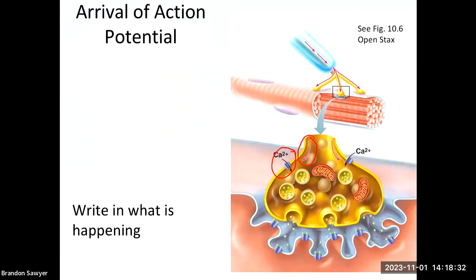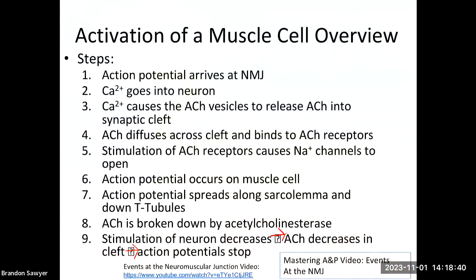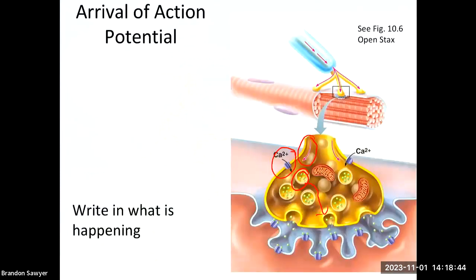Okay, and so then it's the calcium that stimulates these vesicles to move to the surface and dump their contents out, right? So what was step 3? Step 3 was calcium causes acetylcholine to release this acetylcholine into the synaptic cleft. Okay, good. So we got 1, 2, and 3 here. Okay, let's go to the next one.